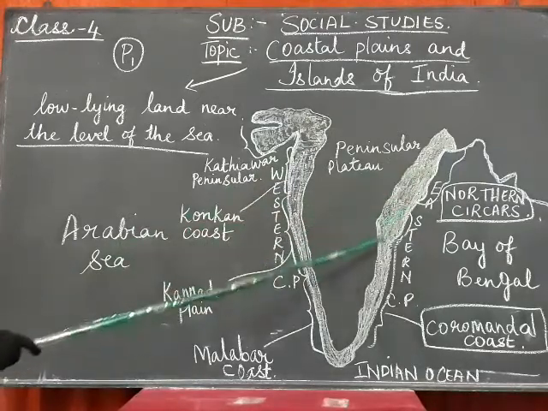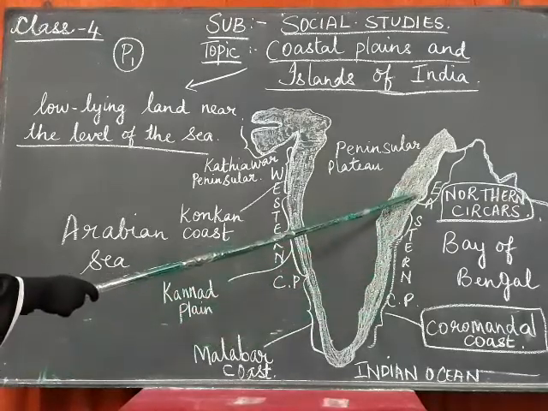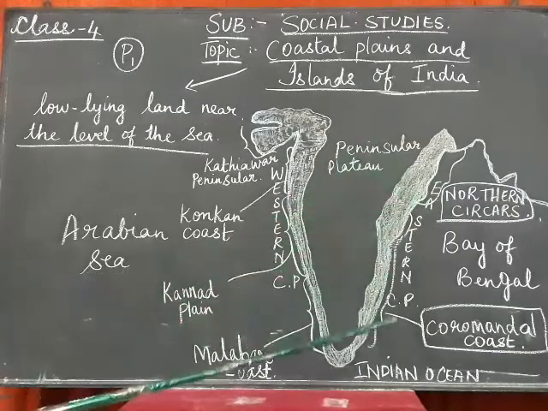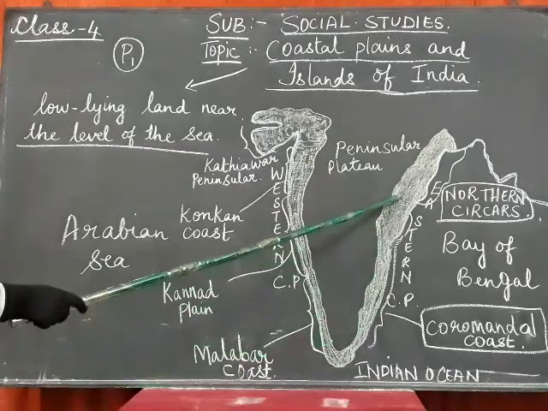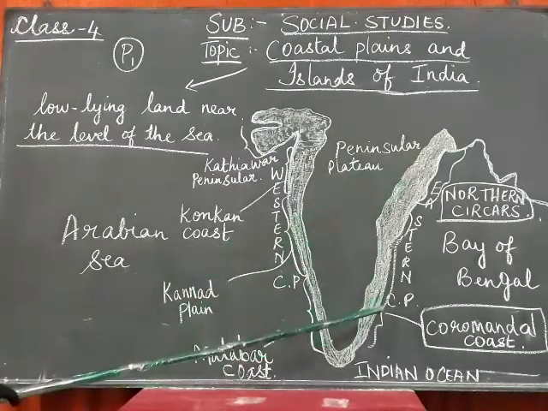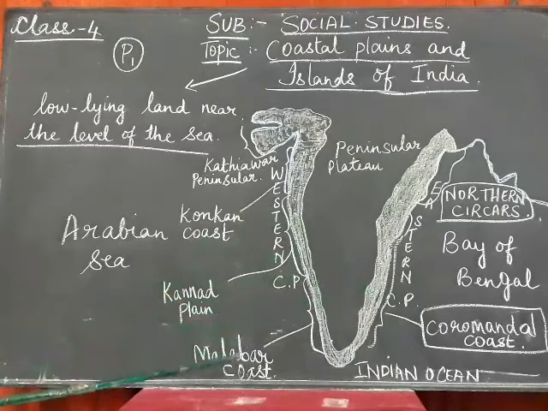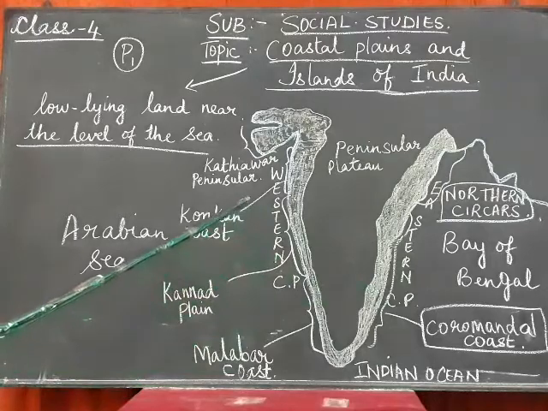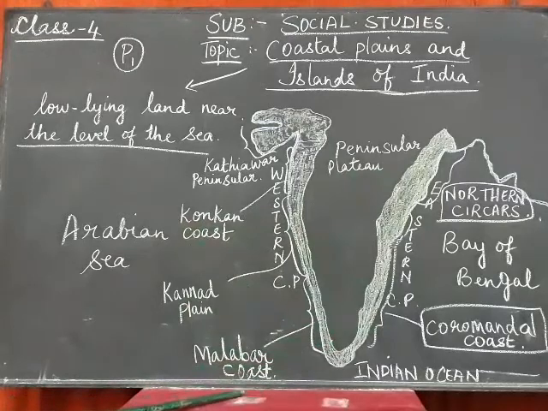The eastern coastal plains are divided into two parts, that is, in the north the Northern Sarkars, and in the south the Coromandel coast. So they are divided into how many? Northern Sarkars and Coromandel coast. Now next we will see where it extends from. It stretches from West Bengal to Tamil Nadu, and covers the states of Odisha and Andhra Pradesh.